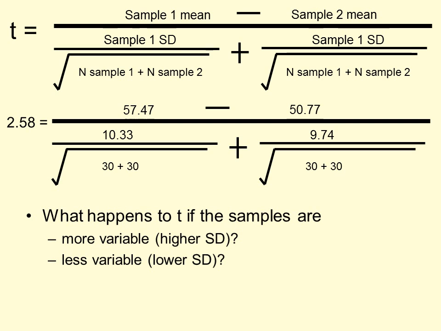Okay, so to help us understand the t formula and how it works, we'll consider a few examples of different variations on the results of this example experiment. So we're going to think about what happens to the t if the samples are more variable, i.e. a higher standard deviation, or less variable, i.e. a lower standard deviation.